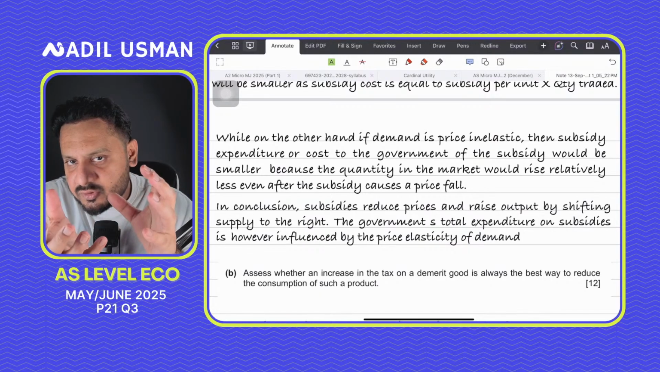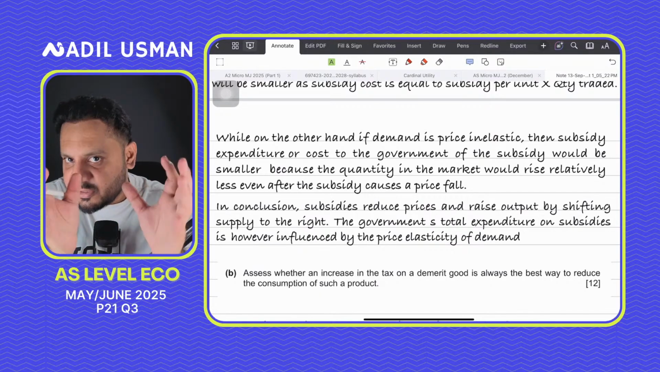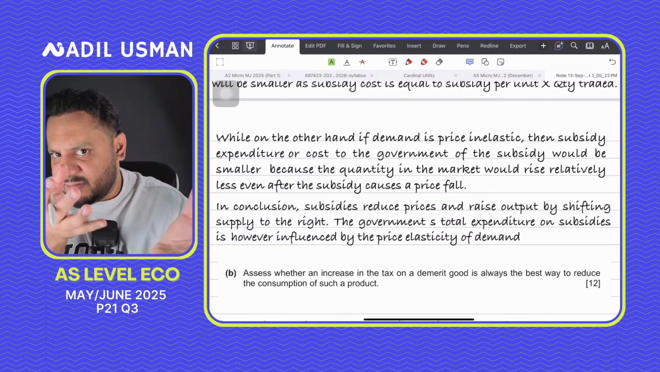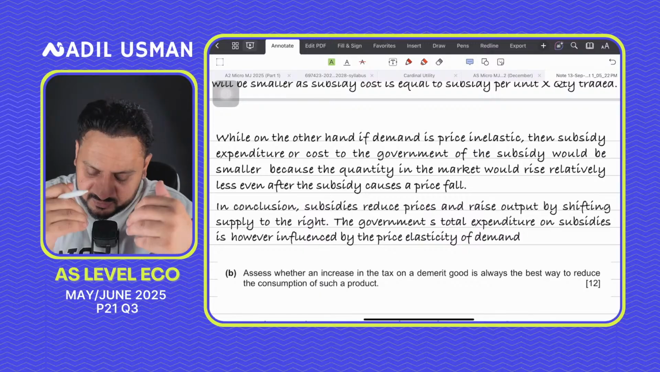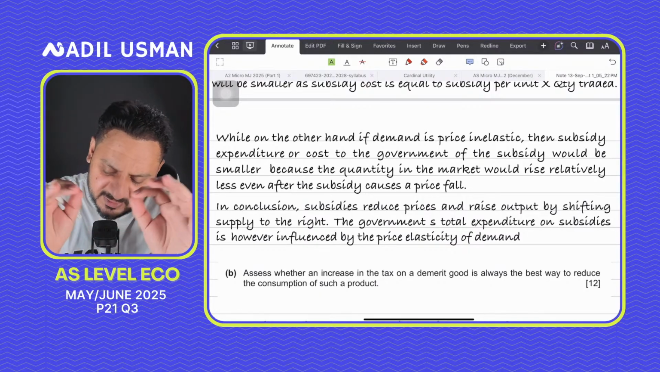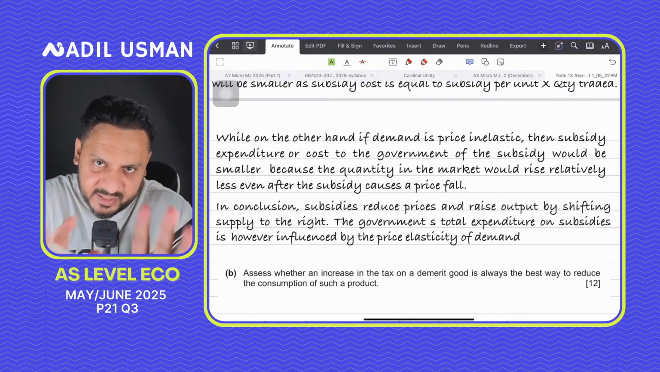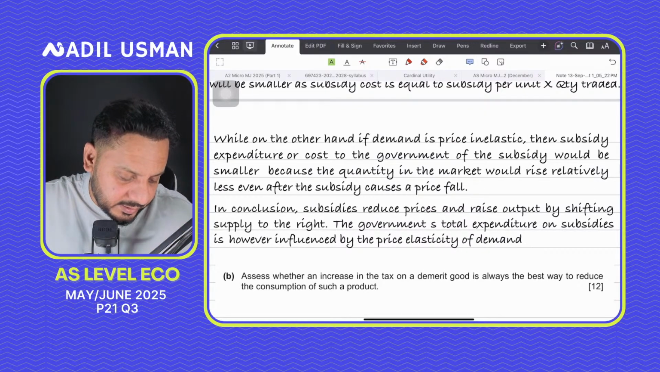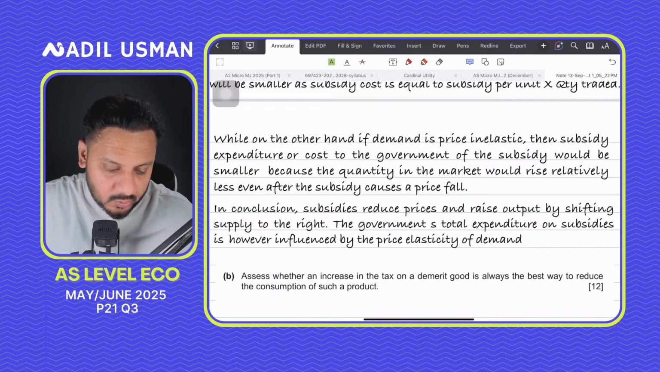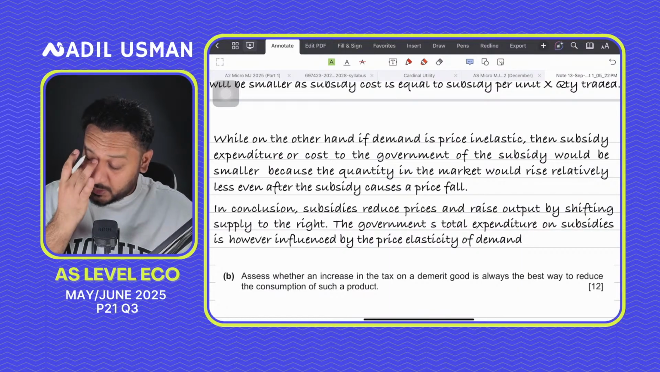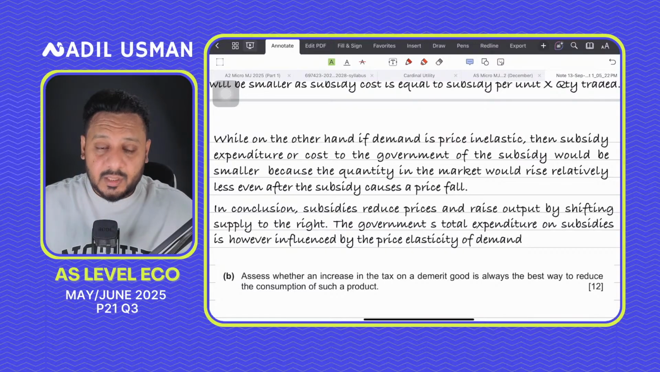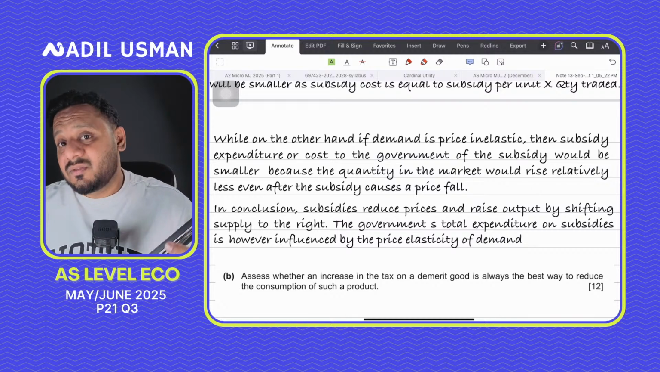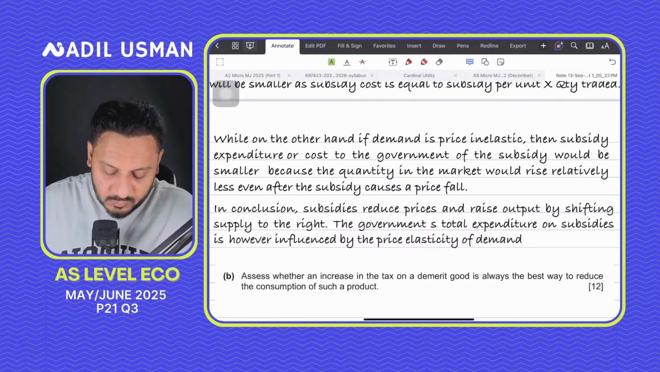So remember that the conclusion, the final judgment, is formed based on what you're trying to say, based on your analysis and your evaluation. Subsidies reduce prices, raise output, shift supply to the right. The government's total expenditure on subsidies is, however, influenced by the PED, and that is the end of story. So this answer could easily give you an 8 out of 8, and we are good to go. Easy question. If students know their content well, then scoring in economics is not a big deal. Knowing the content well, plus also knowing what to write, it's easy.